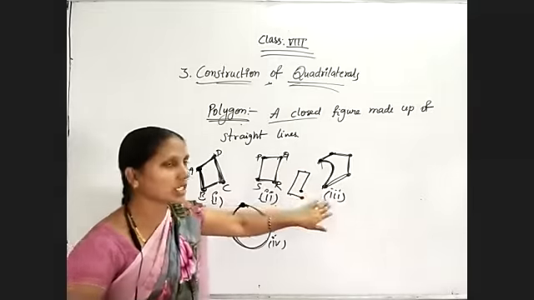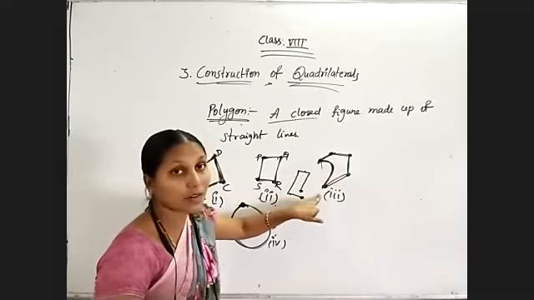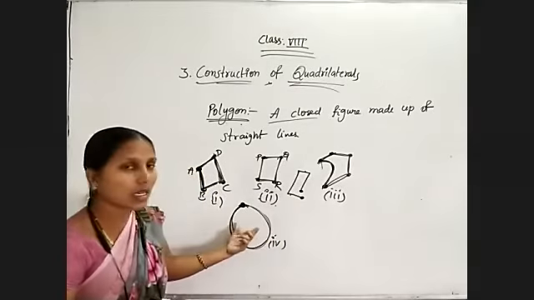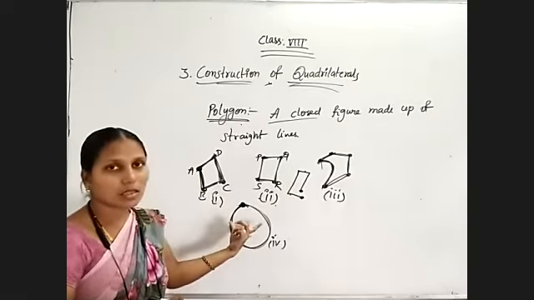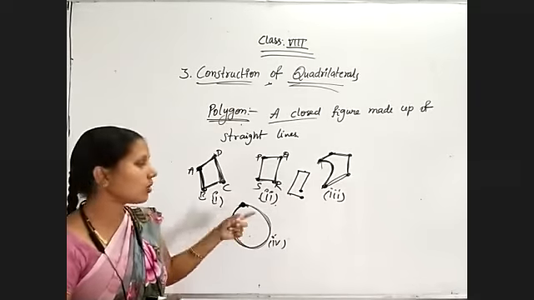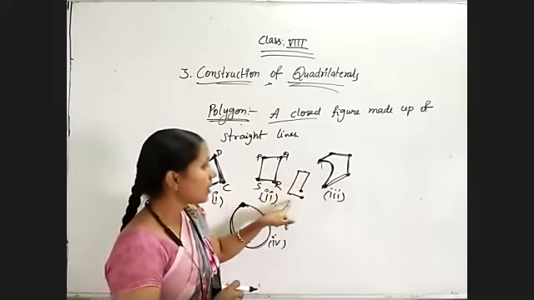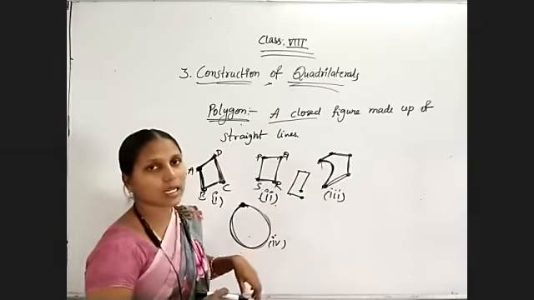Coming to the third shape, even though it is a closed figure, one of the lines is curved. That's why it is not a polygon. Fourth one, it is a closed figure but it is made up of curved lines. So that's why it is not a polygon. And coming to the last example, this figure is an open figure. So it is not a polygon.